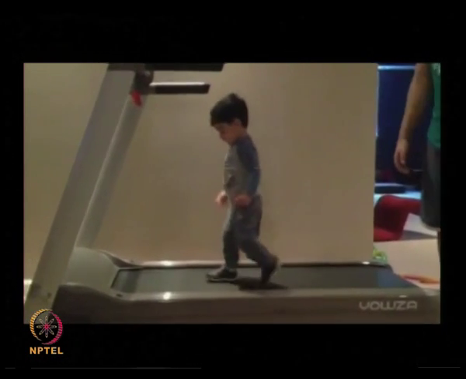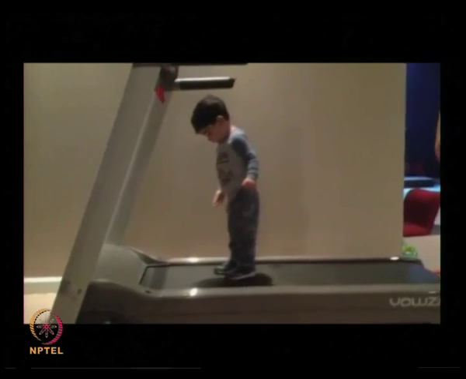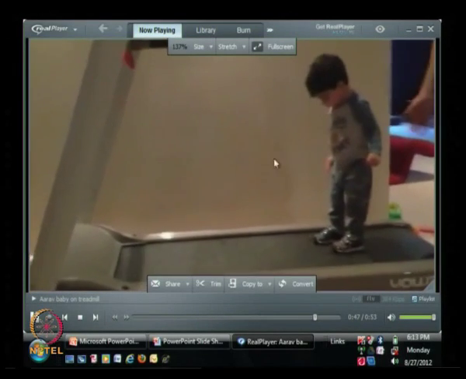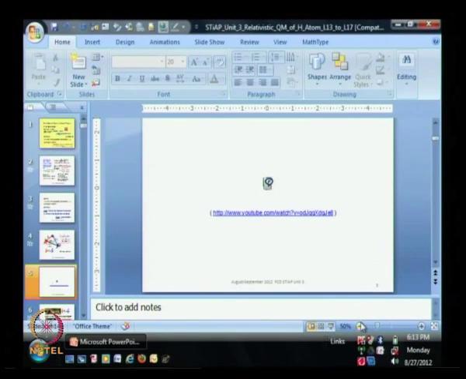This I downloaded, by the way, from YouTube, and I've given the reference here. So this is the full reference, so you can also view it if you like.